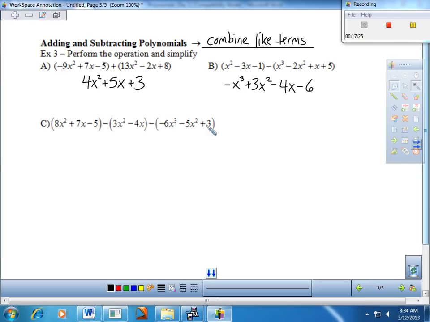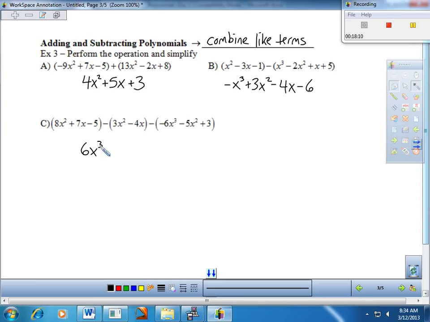So I'm going to combine them all together, working left to right with my subtraction. Let's start out with the cubic terms. I have 0x cubed over here, taking away 0x cubed from this one. So far I don't have any x cubed, but then I take away negative 6x cubed. So 0x cubed minus negative 6x cubed. I believe I have 6x cubed when all said and done.